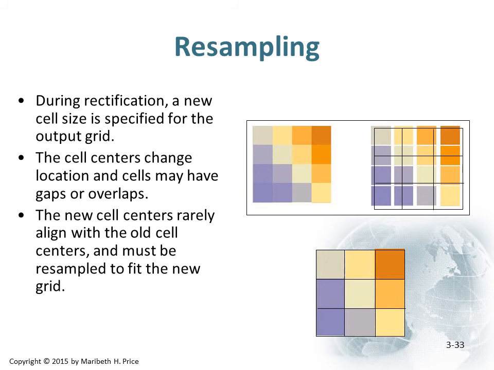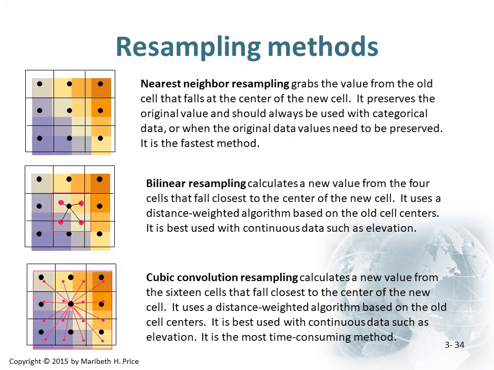The second sort of process in that rectification is resampling. Once it aligns and creates the new grid, it has to populate it with information, and it does so by pulling information from the old data set to populate the new one, and that's called resampling. Three common techniques: nearest neighbor, bilinear, and cubic convolution. Nearest neighbor finds the cell value in the old data set that's located at the center of the new one, and that's what it assigns to the new cell.